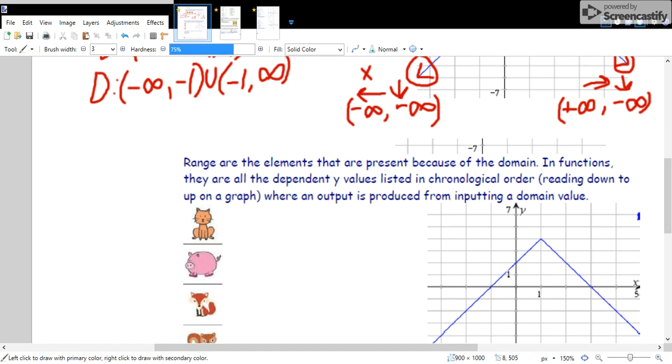So the range are the elements that are present because of the domain. In functions, they are all the dependent y values listed in chronological order, reading down to up on a graph, where an output is produced from inputting a domain value.